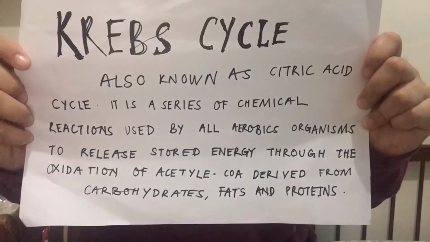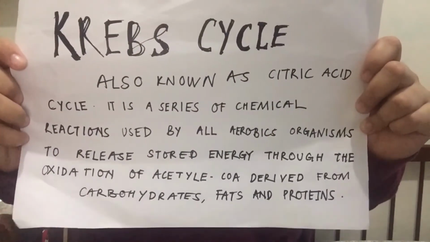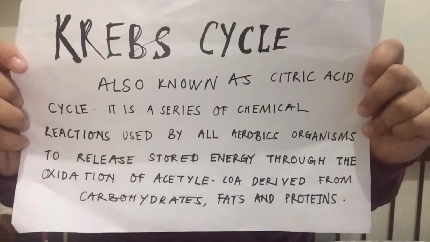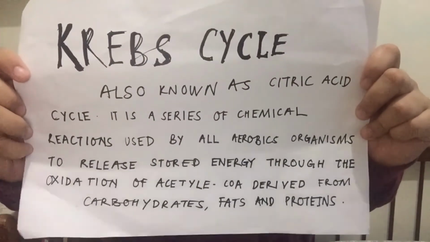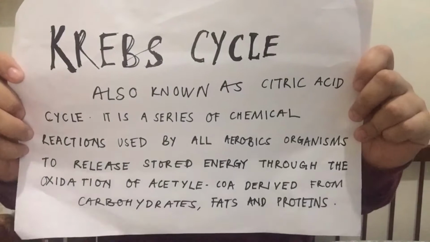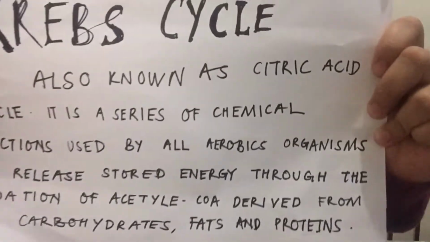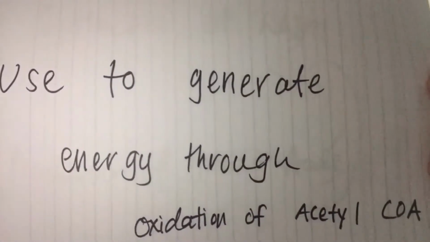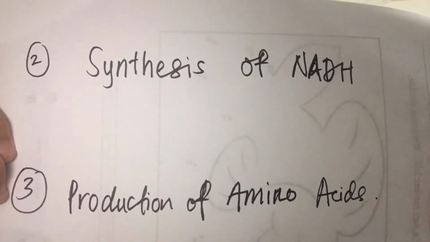Krebs cycle, also known as the citric acid cycle, is a series of chemical reactions used by all aerobic organisms to release stored energy through the oxidation of acetyl coenzyme A derived from carbohydrates, fats, and proteins. It is used to generate energy through oxidation of acetyl coenzyme A, synthesis of NADH and production of amino acids.